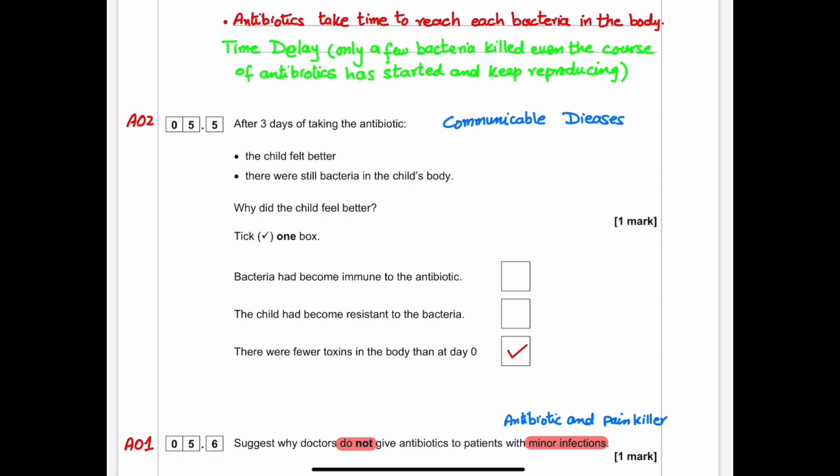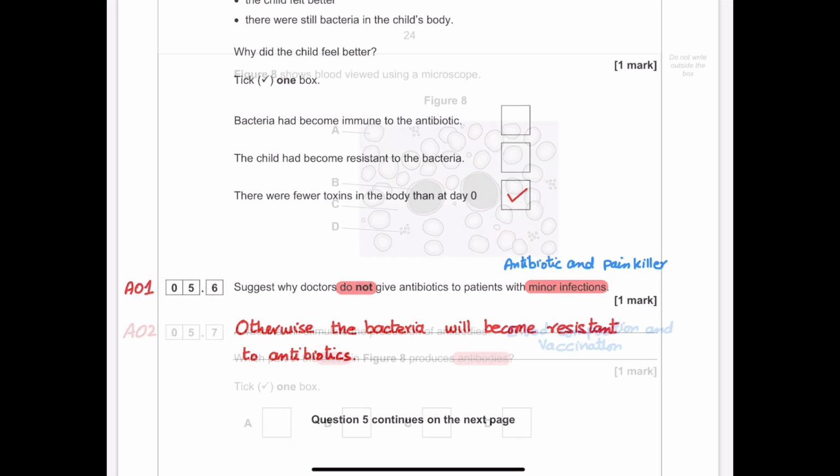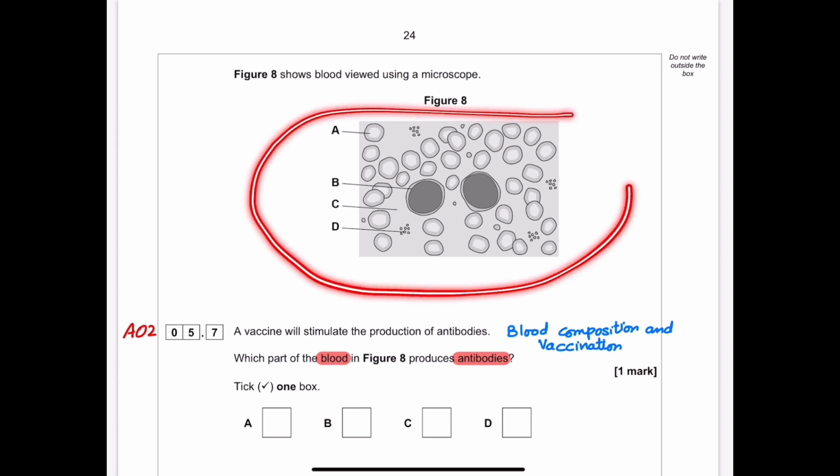Let's see the model answer. The doctors do not give the antibiotics to the patient with minor infections. Otherwise, the bacteria will become resistant to the antibiotics. Figure number 8 shows blood viewed using the microscope. We can see that A, B, C, and D is the composition of the blood.